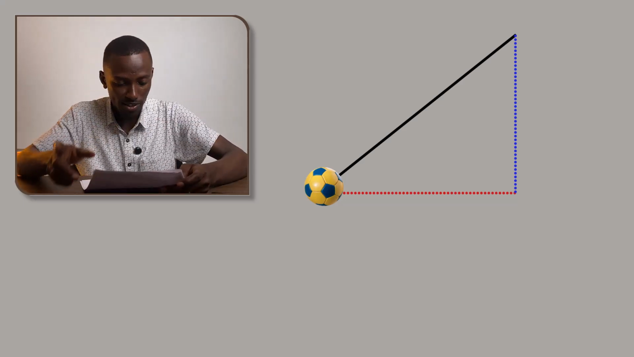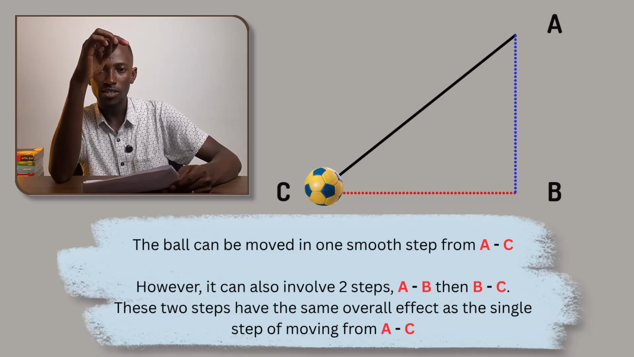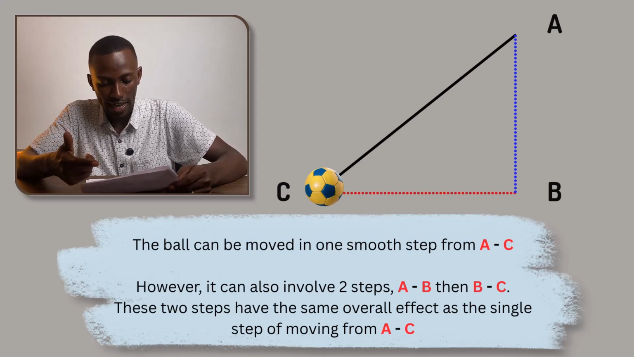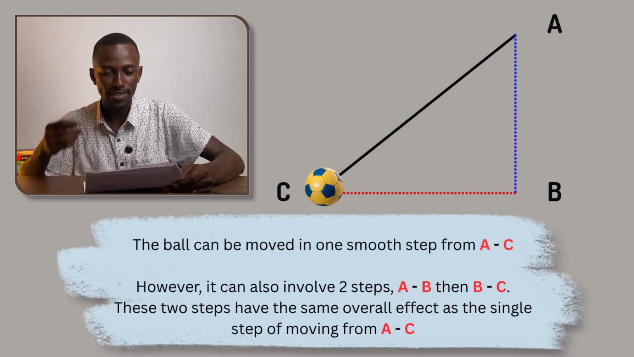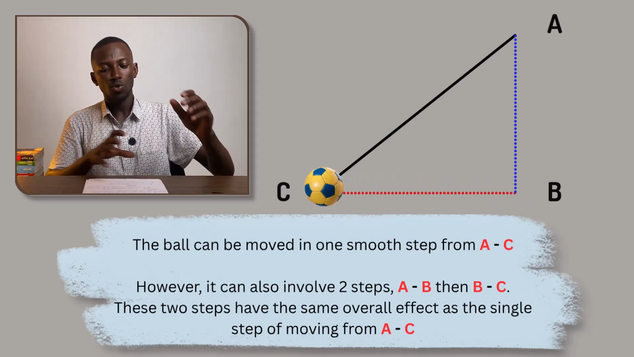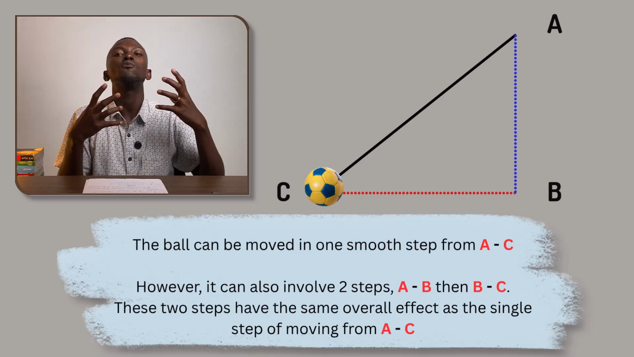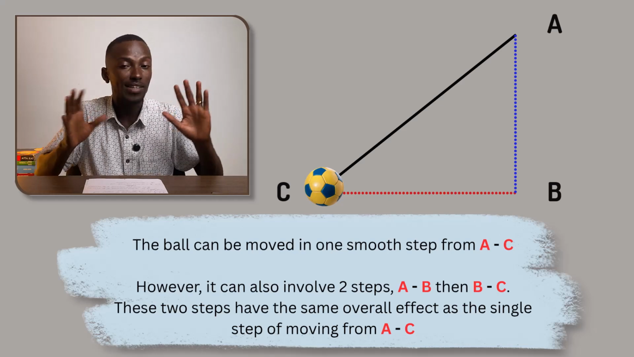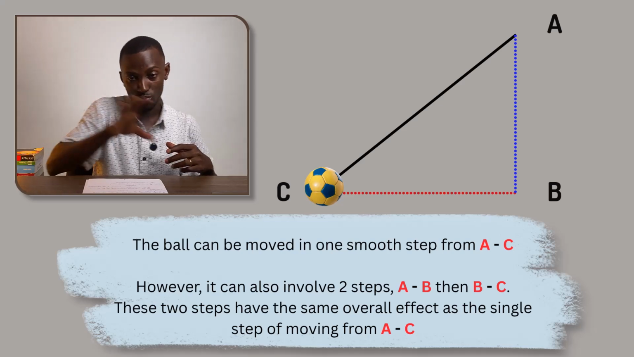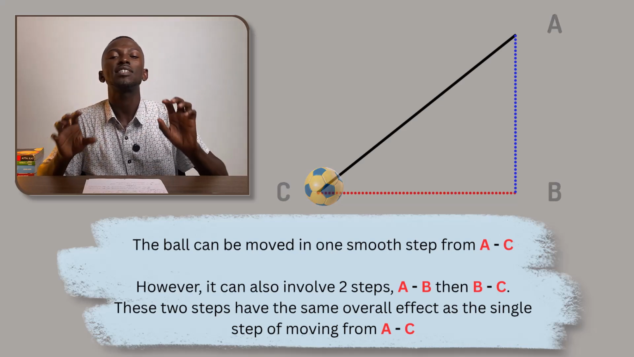So still on the ball scenario, I've labeled the points A, B, C. The ball can be moved in one step from A to C. However, it can also involve two steps: first from A to B and then from B to C. These two steps, from A to B and from B to C, have the same overall effect as from A to C. Meaning if you move from A to C, where the ball ends is the same as moving from A to B and B to C. So AB and BC are the resolved vectors of the original.